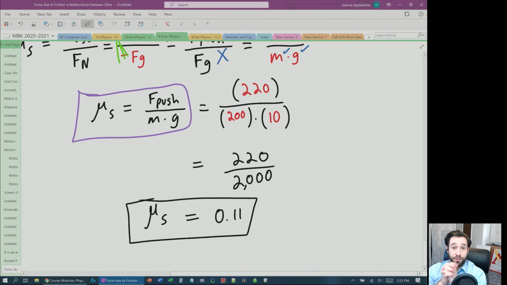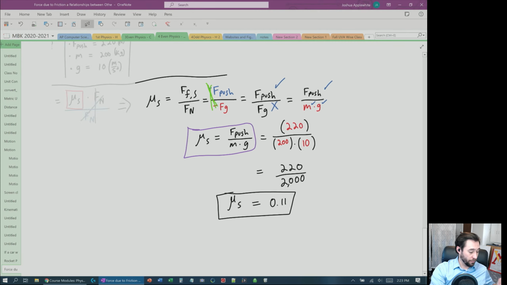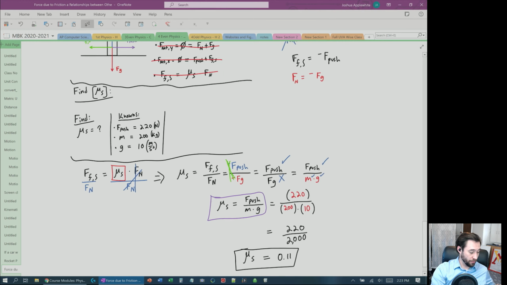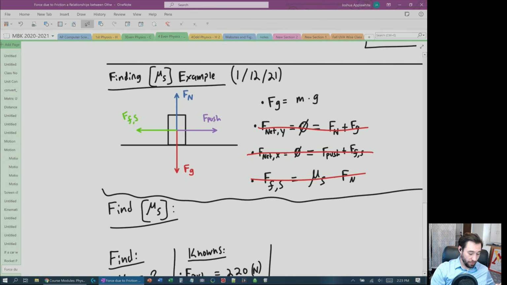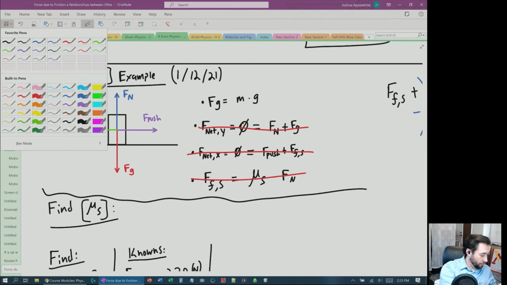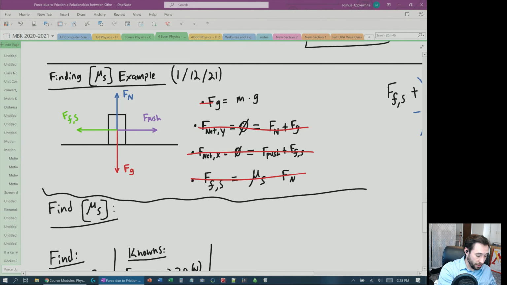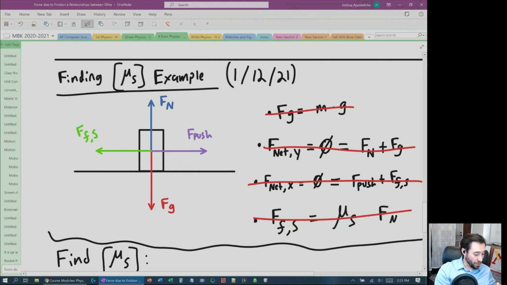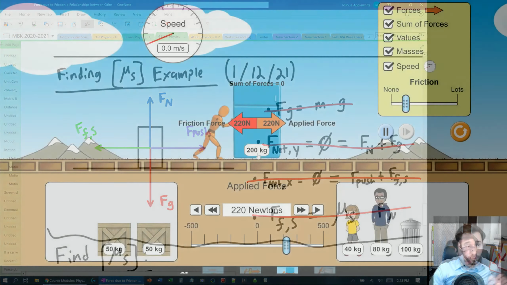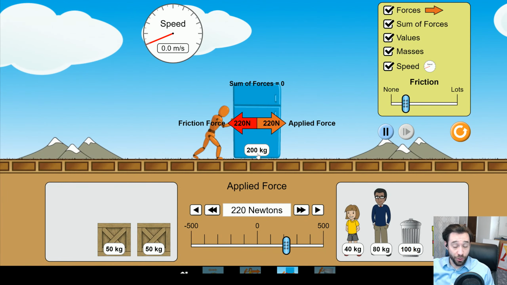Are there any questions? Just to recap, I know it was a lot. We finally used this last equation. We had an example where we were pushing a refrigerator that had a mass of 200 kilograms. We applied a force of 220 newtons. And the objective was to find out the coefficient of static friction.